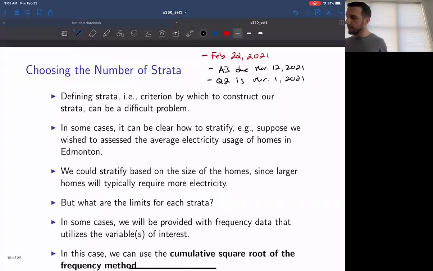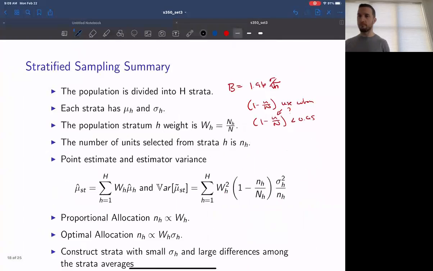All right, so let's just do a quick recap, just to get everyone back onto the same page as best we can here. Leading up into the break in the most recent weeks, we were discussing stratified sampling.